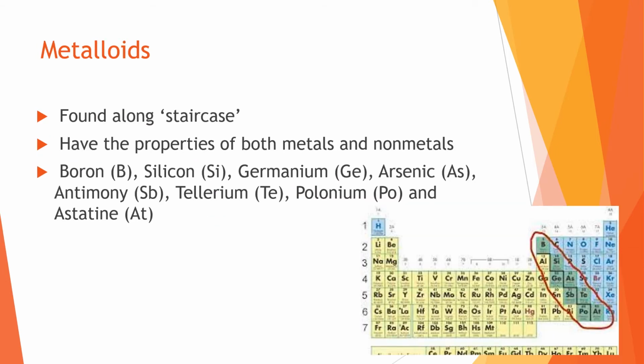Metalloids are found along the staircase. They, like I said, have properties of both metals and nonmetals. Okay, and then there's the list of them there. So if you look over here, all of the elements in green, those are metalloids, circled with that red color there. Those are all metalloids, okay?